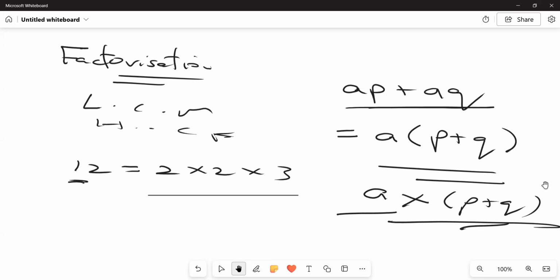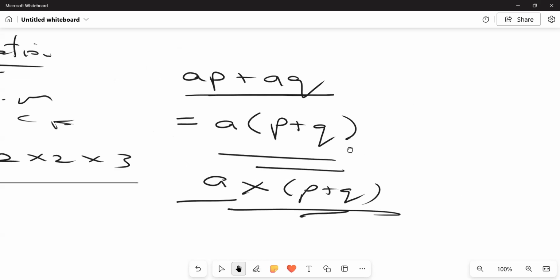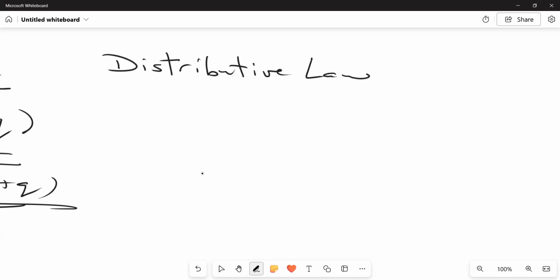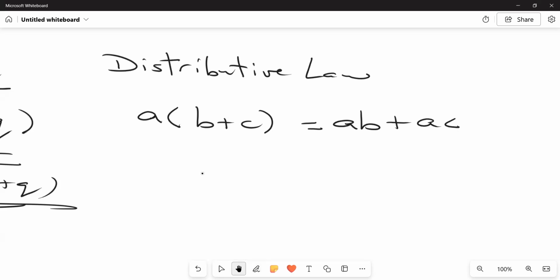Well, how do we go about factorizing? What we do, we make use of what we call the distributive law. And we all know the distributive law like this: A bracket B plus C is equal to AB plus AC. We all know that we can take this and multiply out and get that. But the process of factorization is the opposite.